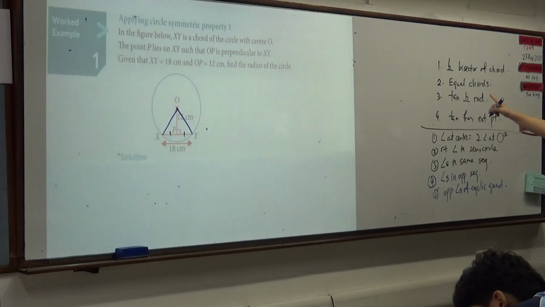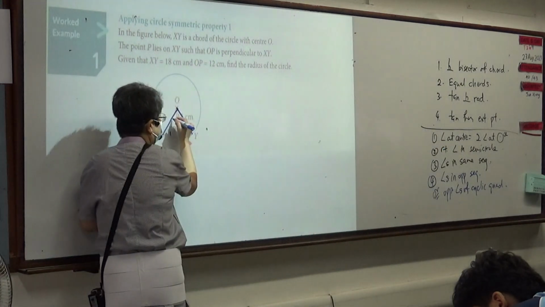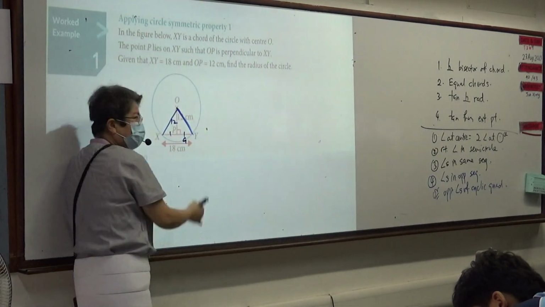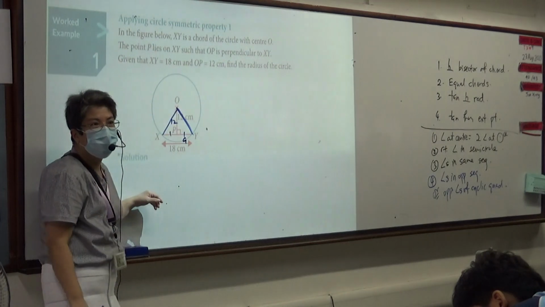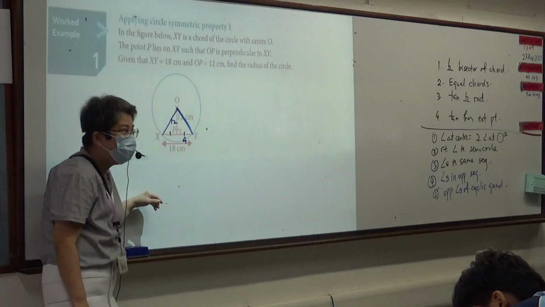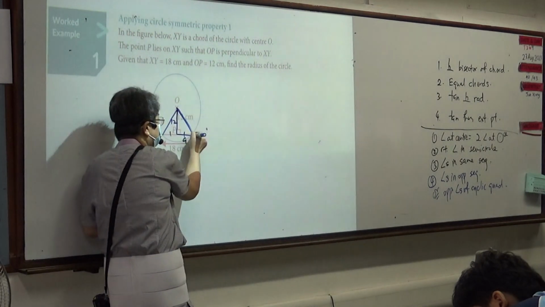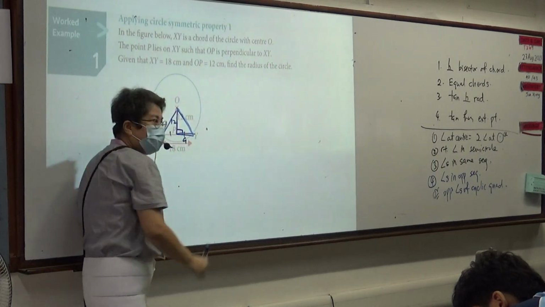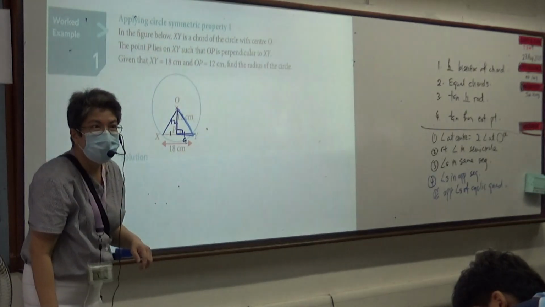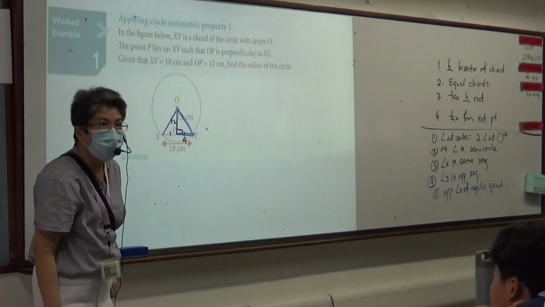By which one? Number 1, perpendicular bisector of chord, right? Can you see it? Then, if this is 9, this is 12, I can find this one, right? Using what? Pythagoras theorem. Can you all see what I'm talking about? Can you see this is 9, this is 12, I can use Pythagoras theorem? I can find this one? Yes or no? Hey, I'm talking to you, are you awake or not?